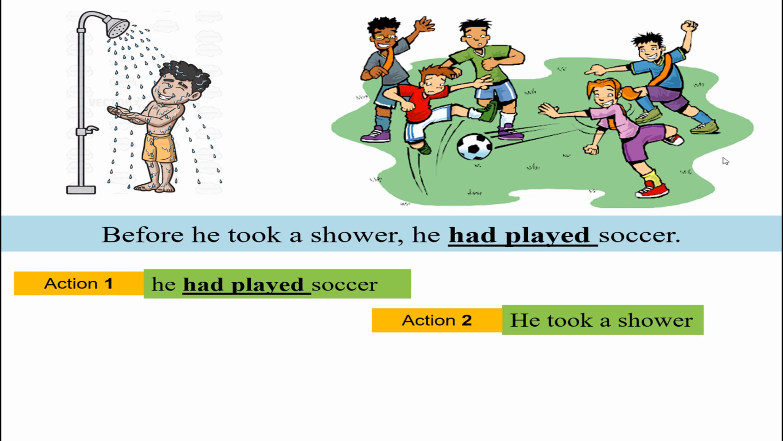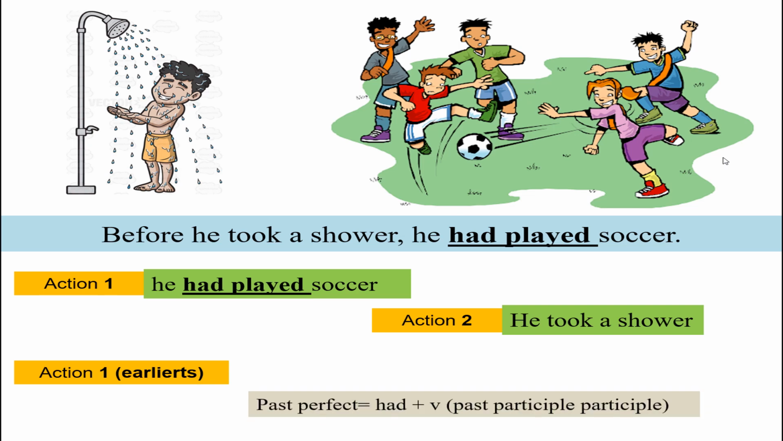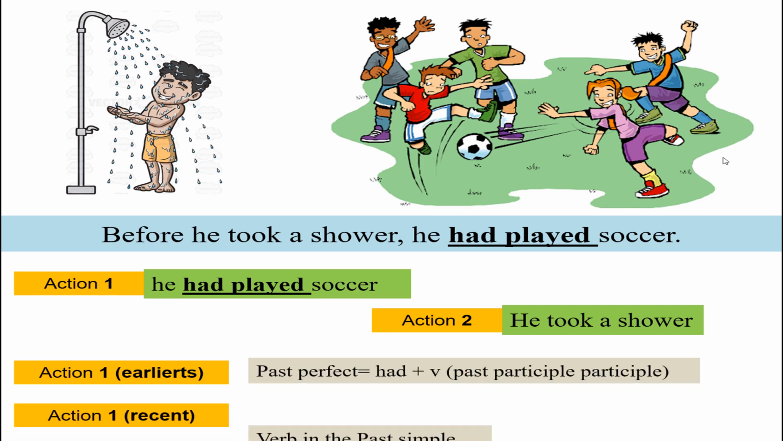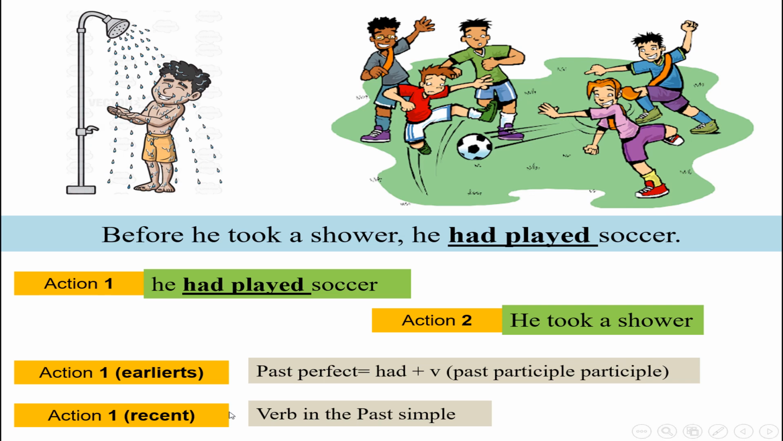Action 1, he had played soccer. Action 2, he took a shower. So action 1 is the earliest action, and action 2 is the recent action. In action 1, as you see, we use the form of the past perfect: had plus the verb in the past participle. And for the recent action, we use the verb in the past simple.